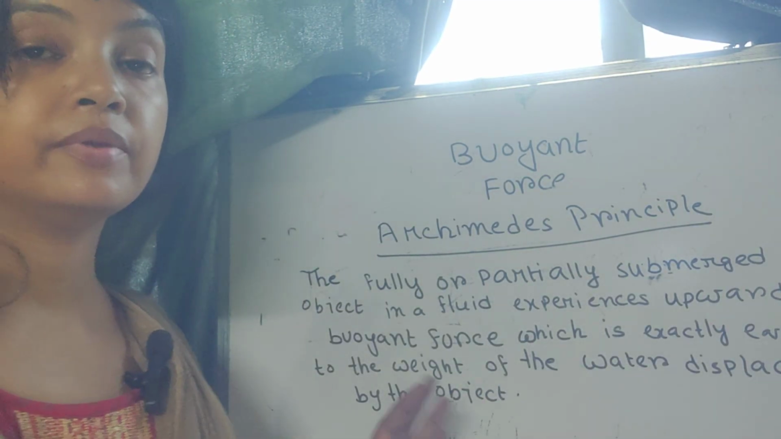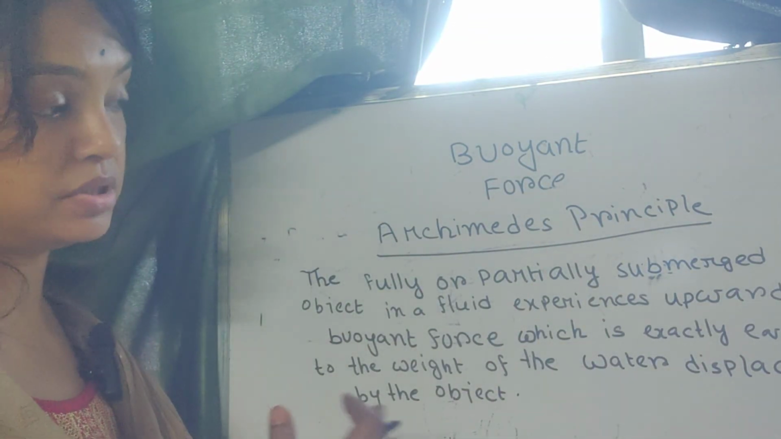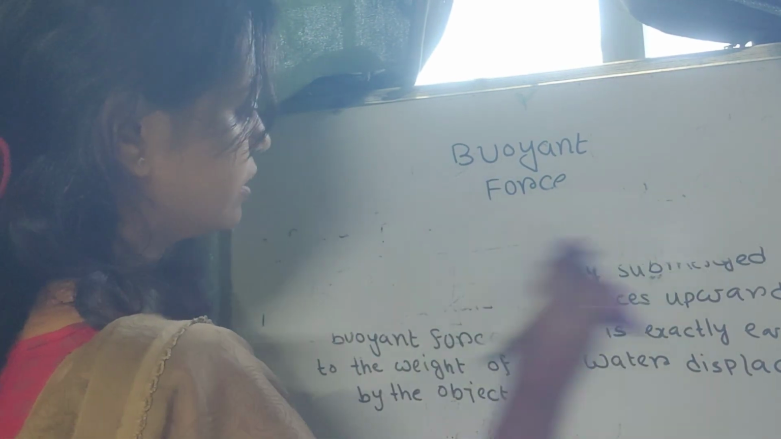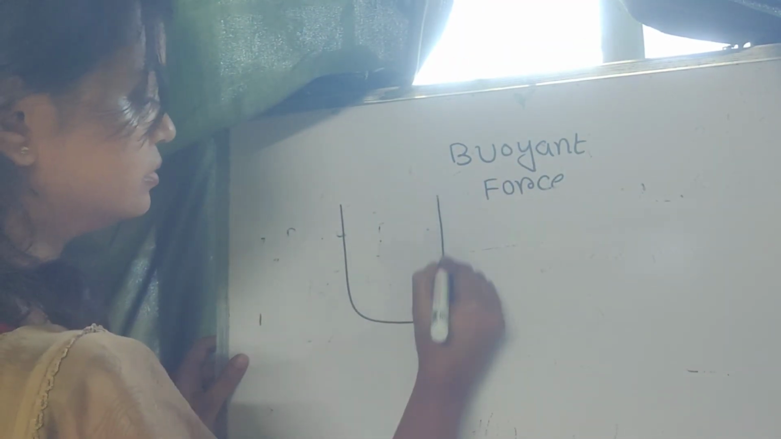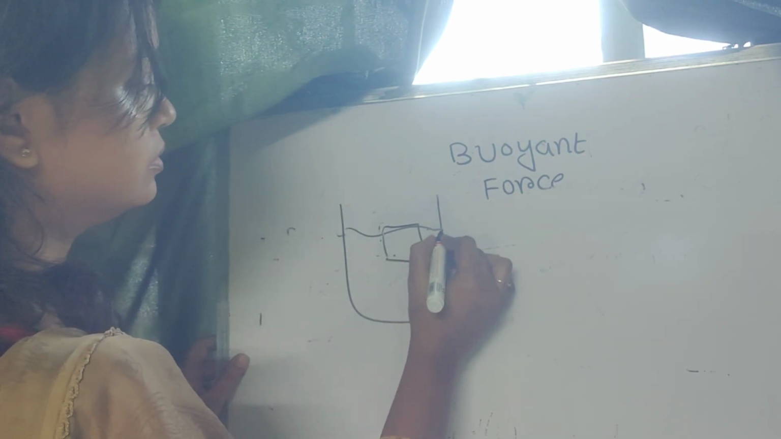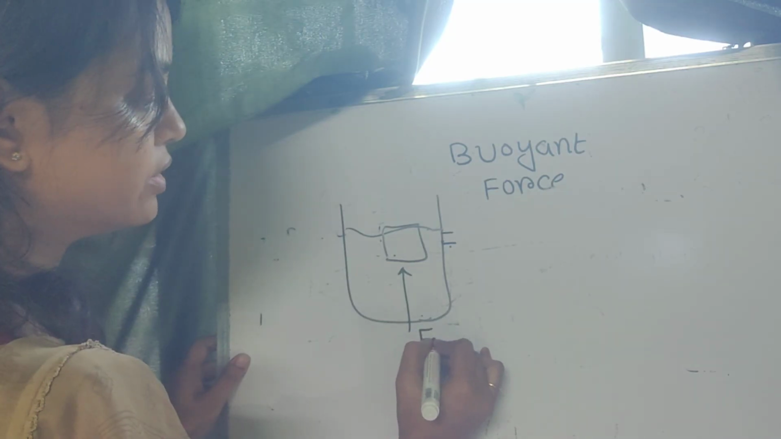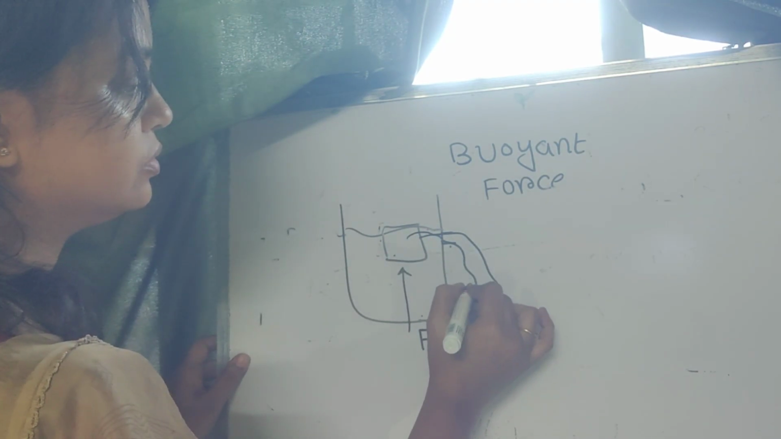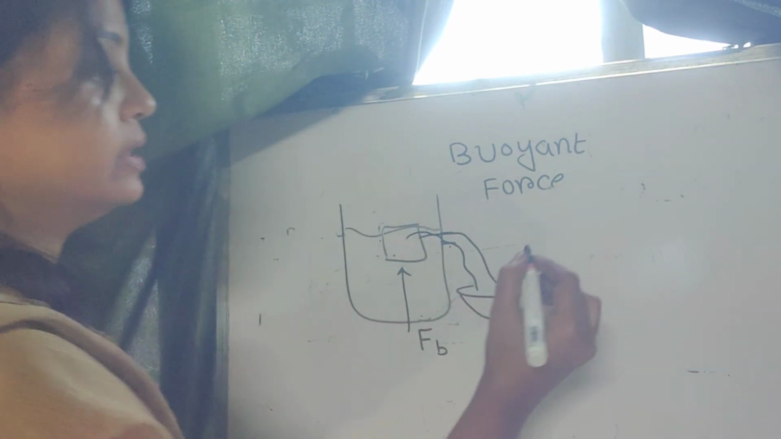So this is the Archimedes principle, and based on this we can go forward. Already we have written this, but again I am showing you something. Wait. This is the buoyant force acting upward, and the displaced water here, we are collecting the water here.